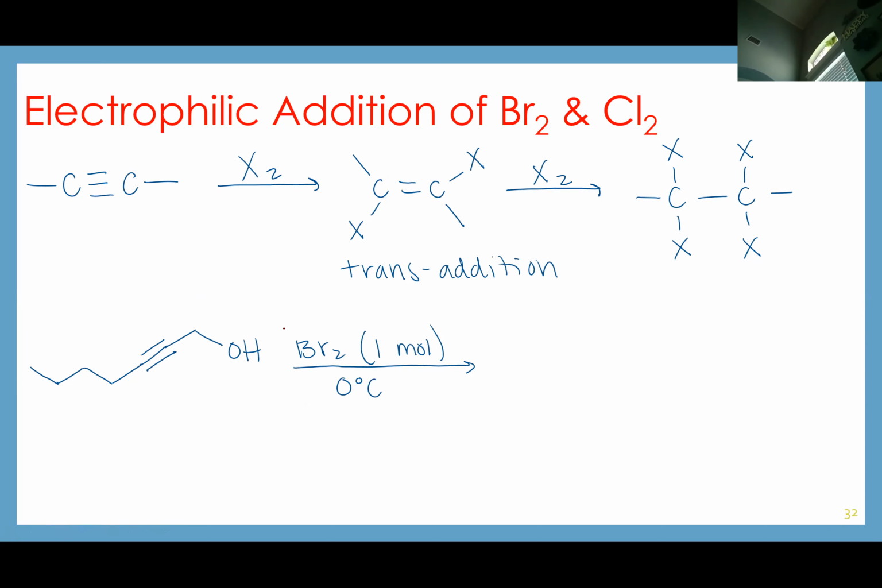So if we take this molecule and we react it with bromine, we're going to end up with the same carbon skeleton. So we have 7 carbons. Carbon 7 has a hydroxyl group coming off of it. And the alkene was between carbons 5 and 6. So we're going to end up with a trans alkene with the bromines going in opposite directions.